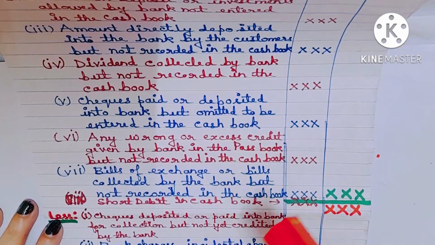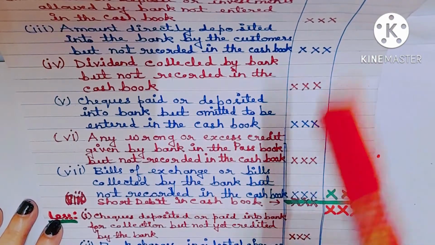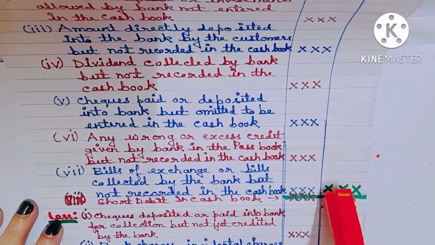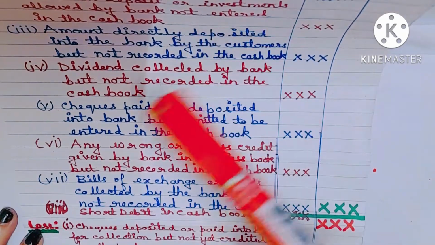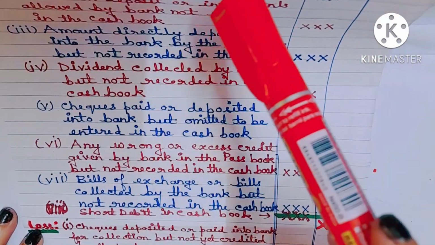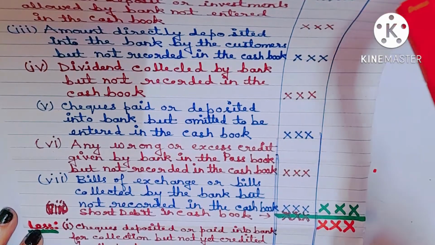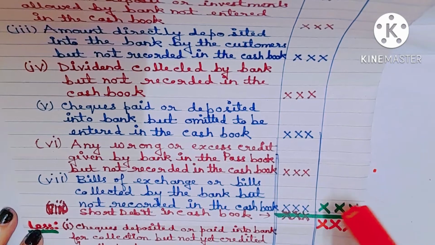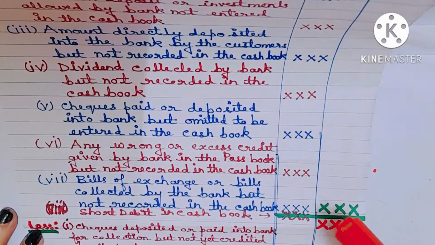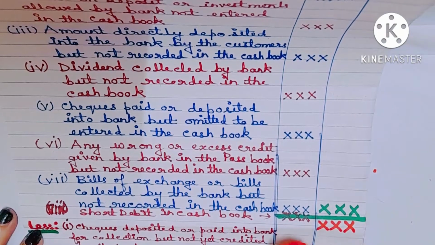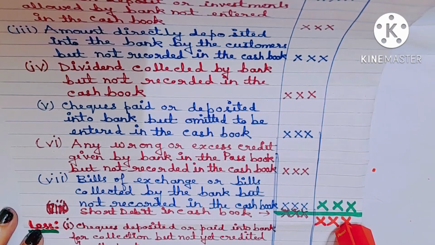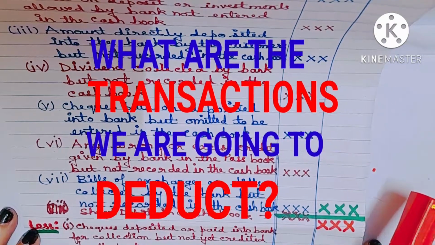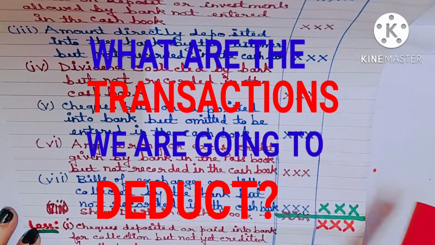After we have written all the transactions, we have to add up the total, and write the final total here. Then you add this to the bank balance as per cash book. Suppose this is 20,000 and the total of transactions which we have added is 80,000. So 20,000 plus 80,000 gives 1 lakh, so we write 1 lakh here. Now let's see what transactions or reconciling items we are going to deduct.